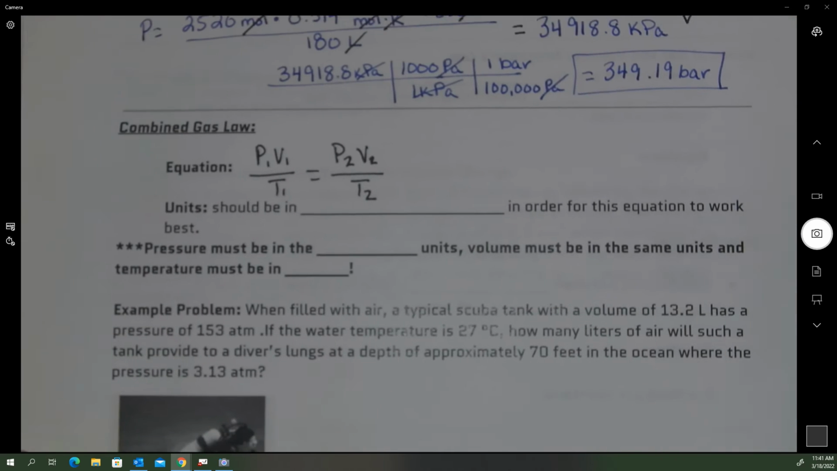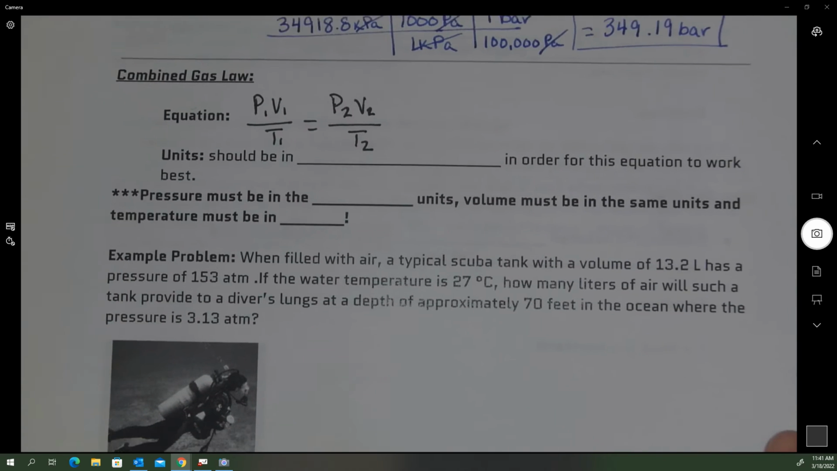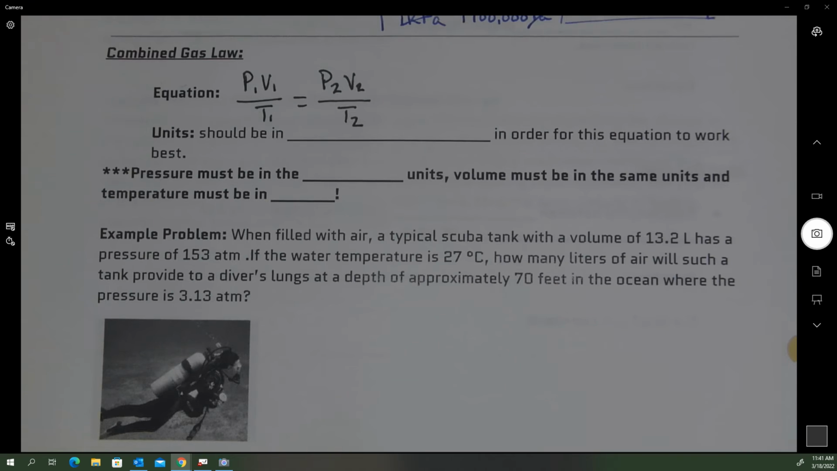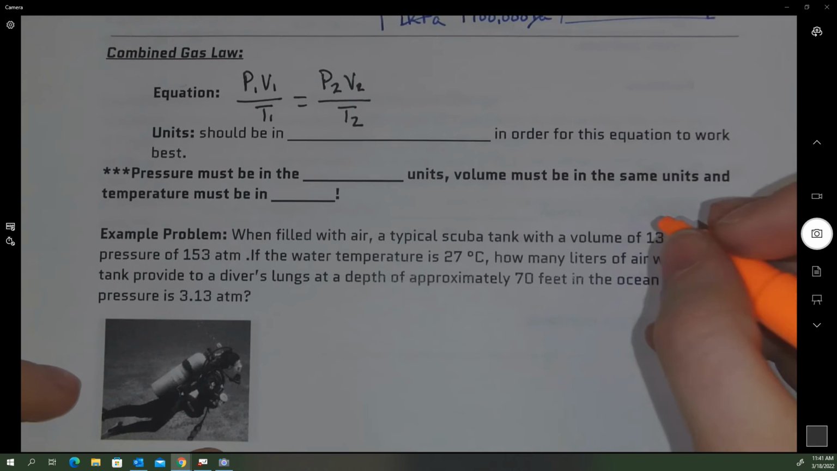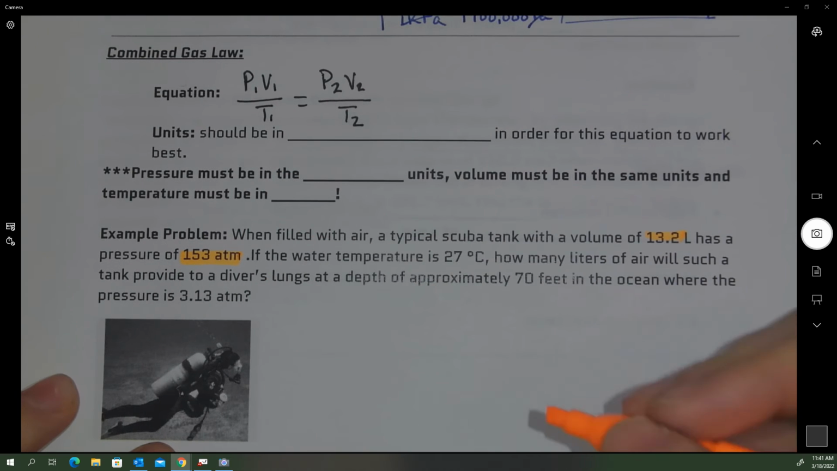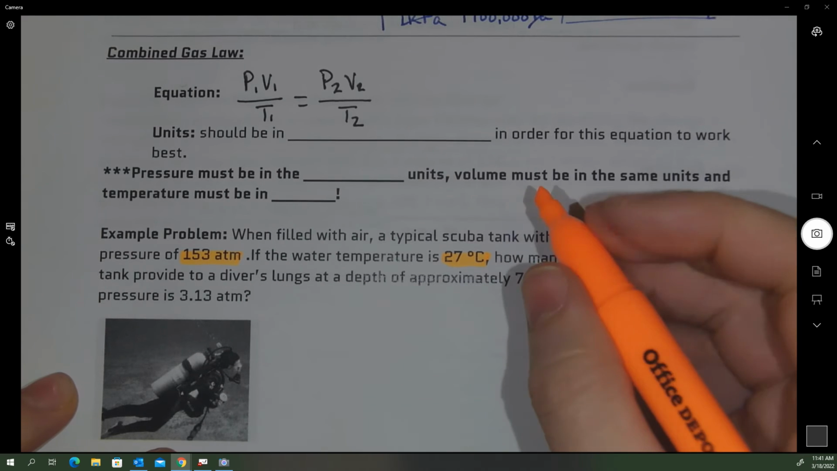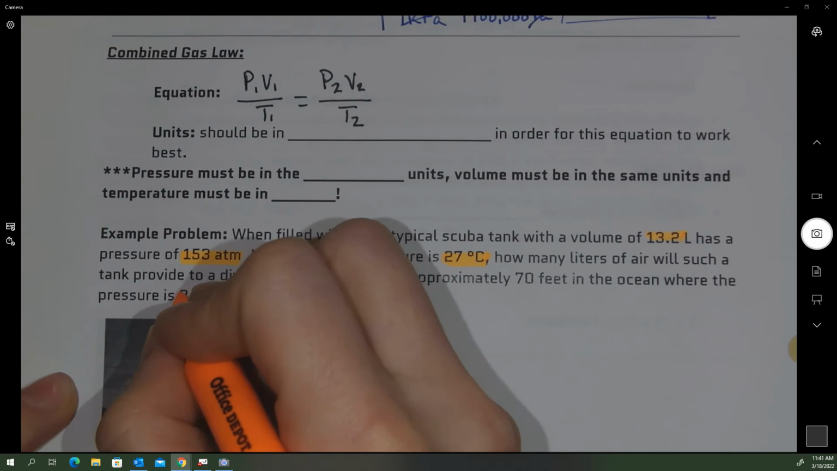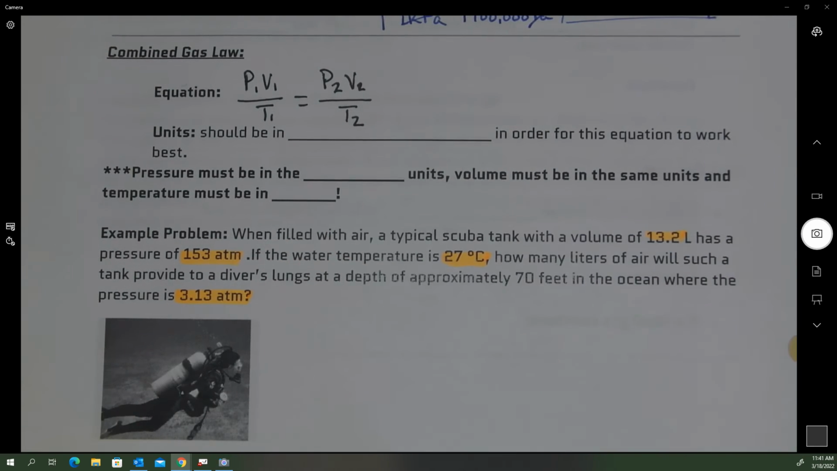All right, so our example problem says: when filled with air, a typical scuba tank with a volume of 13.2 liters has a pressure of 153 atm. The water temperature is 27 degrees Celsius. How many liters of air will be provided to the diver's lungs at a depth of 70 feet in the ocean where the pressure is 3.13 atm?